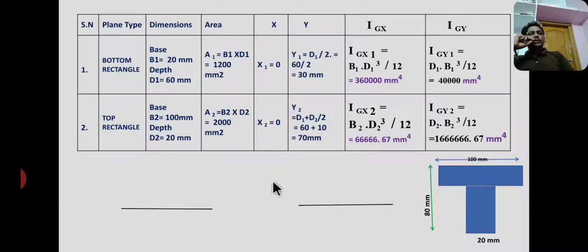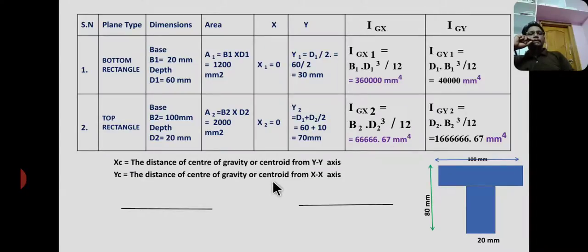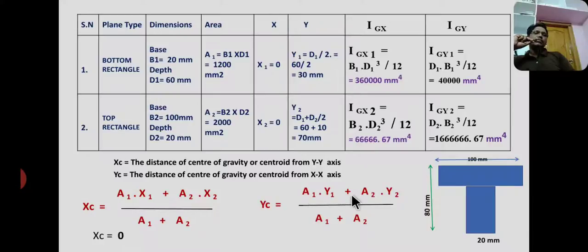Now I am going to find the value of xc and yc, where xc and yc are the distances of centroid from y axis and x axis. From the general expression, x equal to a1 x1 plus a2 x2 by a1 plus a2, and the answer is x equal to 0 because here x1 and x2 values are 0, therefore the entire value is 0. Similarly, yc equal to a1 y1 plus a2 y2 by a1 plus a2. Substituting these values, yc equal to 35 mm. So xc, yc are the coordinates of the centroid.